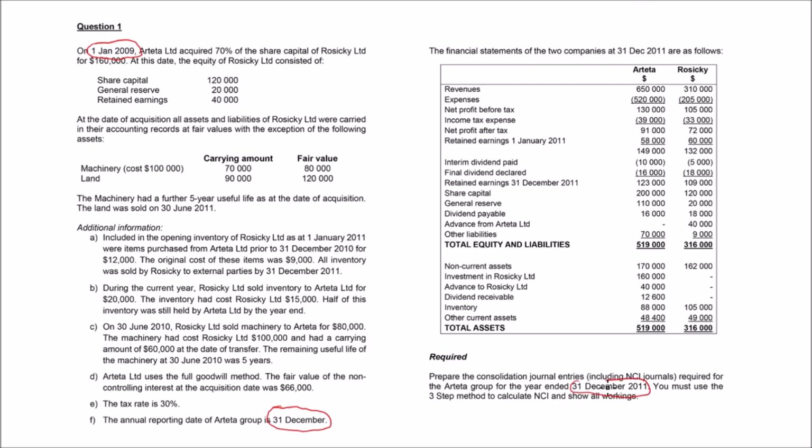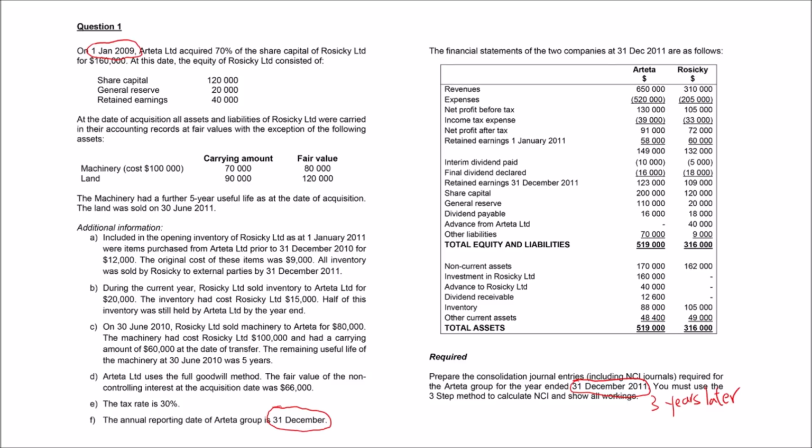The next thing is to look at what is the reporting date. The reporting date of this question is 31st of December 2011. So from the acquisition date to the balance date of this current year, it has been 3 years. So again, you need this information in order to prepare journal entries later.